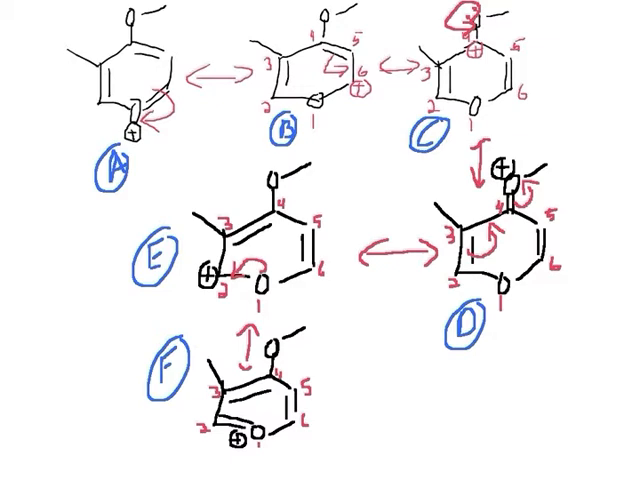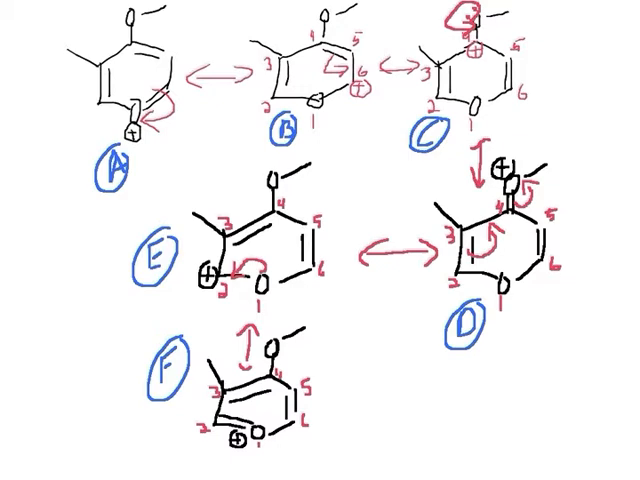Which ones have full octets? A has a full octet. D has a full octet. And F. A, D, and F all have full octets. Now between A, D, and F, which of those are the best? A and F. Why are A and F better than D? What do A and F have going for them that D doesn't? It was the first question I asked you: is it aromatic? Are A and F aromatic? Yeah. That obviously makes you more stable too.